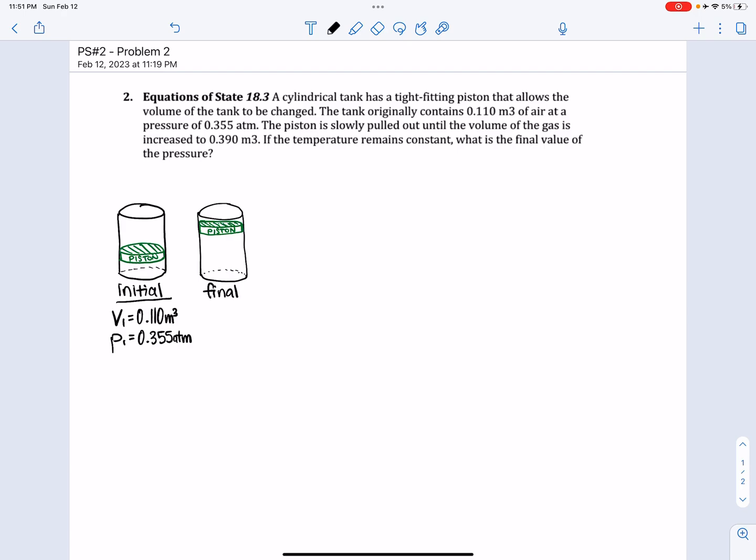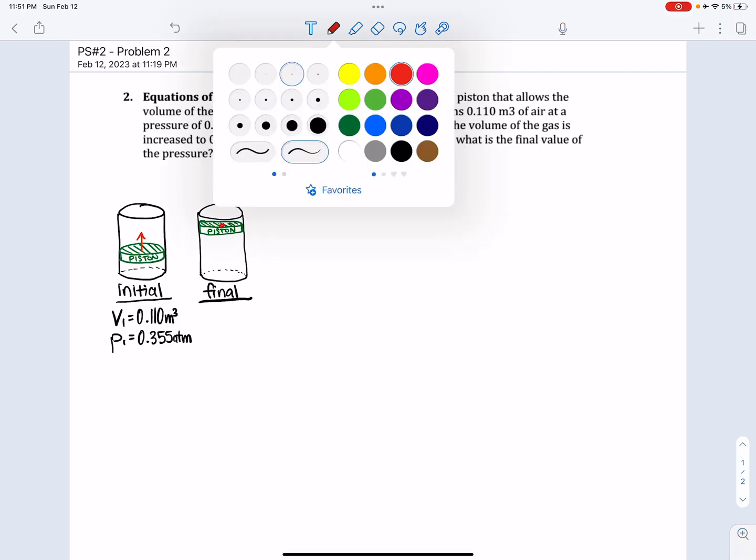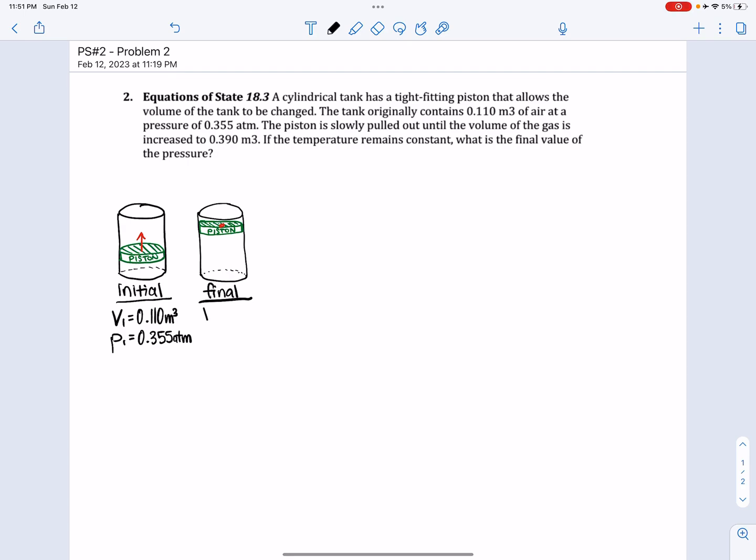The piston is slowly pulled out until the volume of the gas is increased to 0.39 cubic meters. So finally, we slowly pull the piston up, as you could see, right? We pulled the piston up, and it reached this point. And so the volume increased to 0.390 cubic meters.